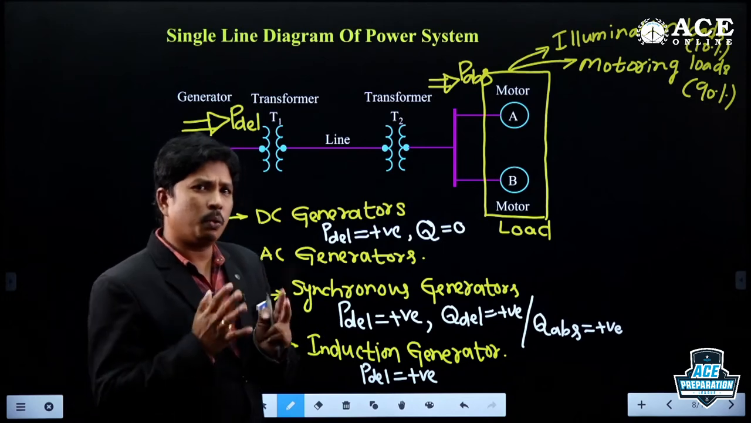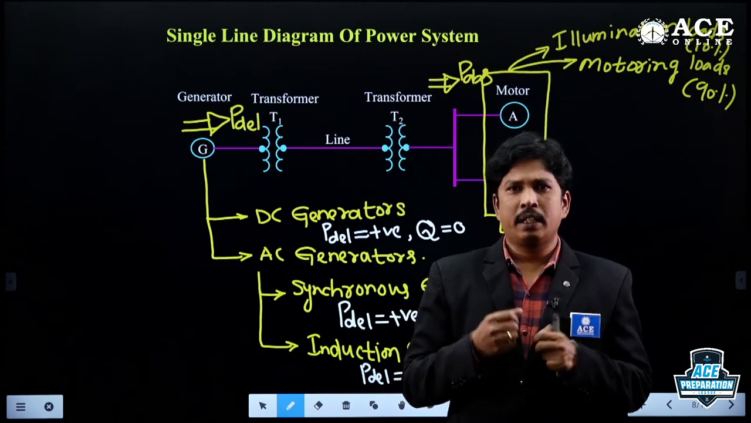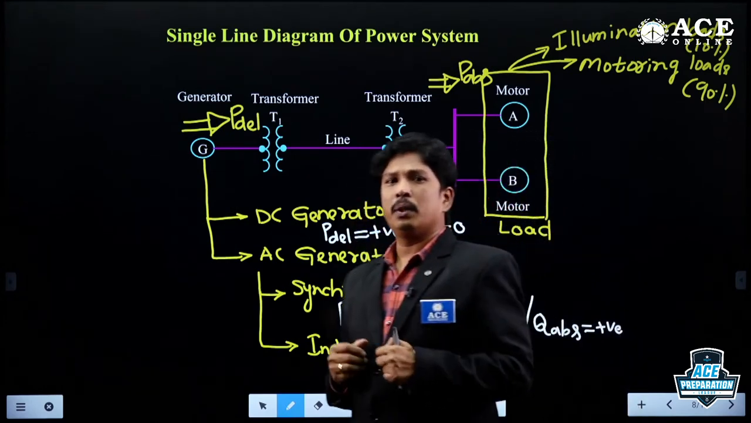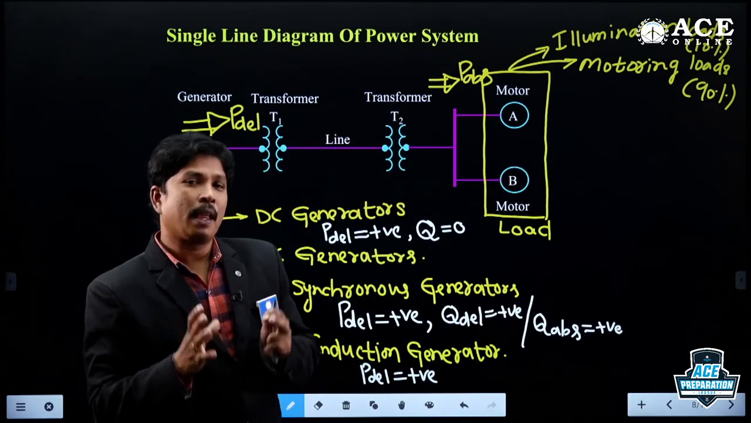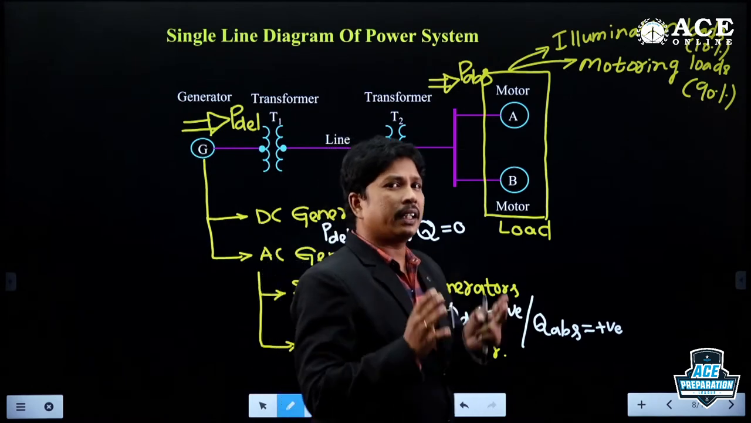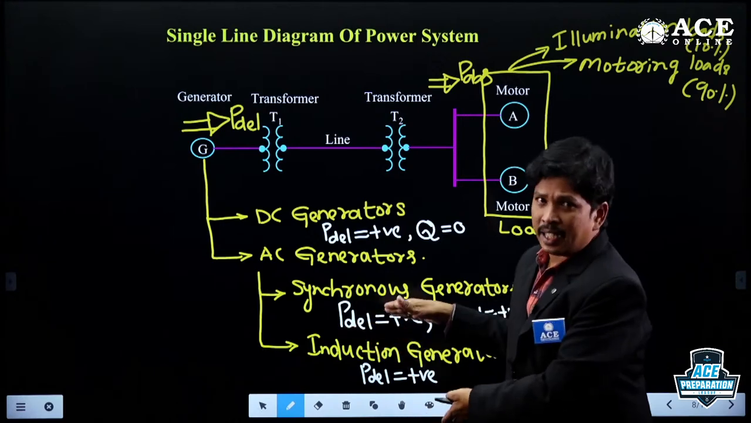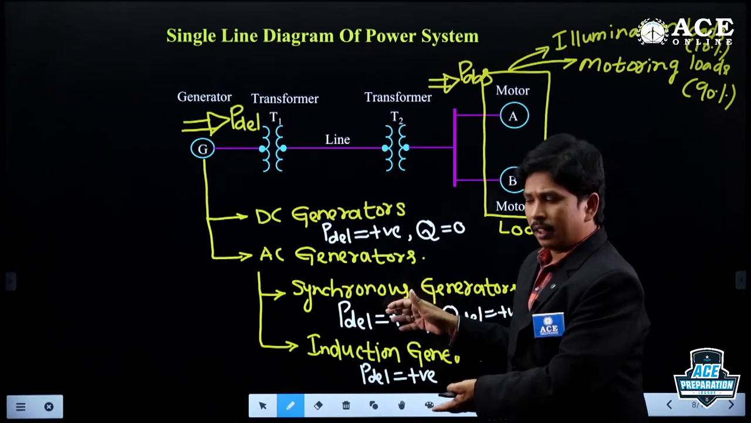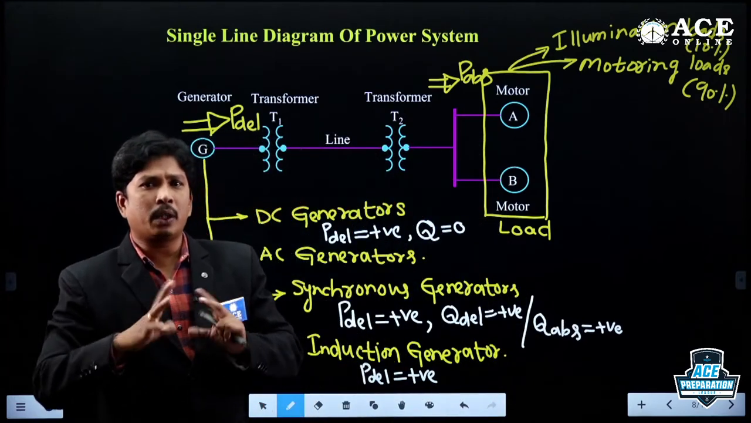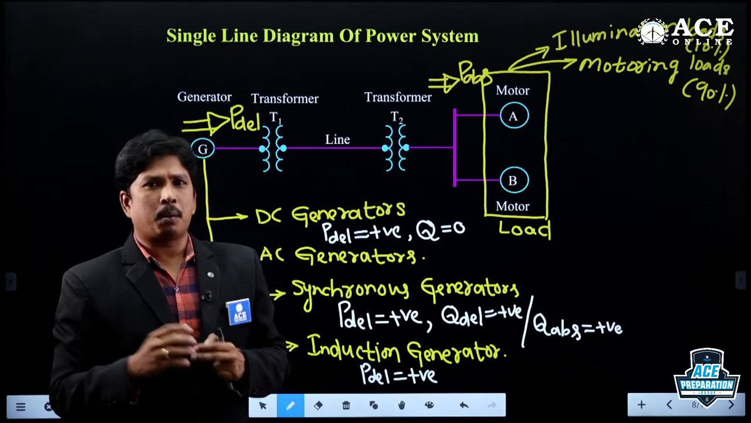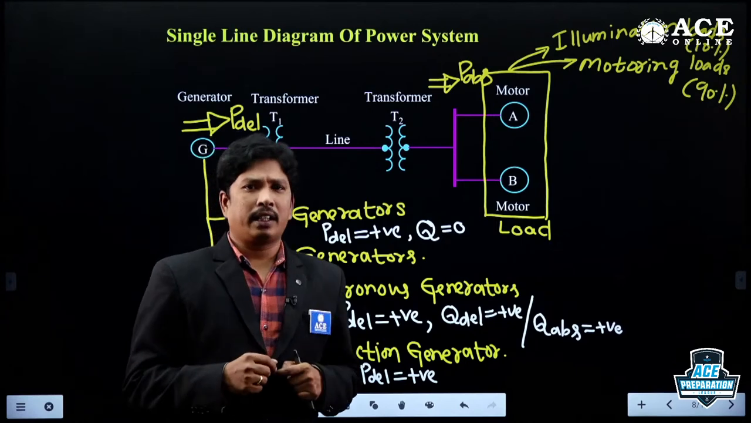So if you want to work with an induction generator, first of all, supply reactive power to the induction generator, then switch on. Then only it will give active power to the system. Are you getting the point? If you want to work with an induction generator, someone needs to supply reactive power to that one. The name, it's a generator. Even though it's a generator, it is unable to work without any reactive power. Someone needs to supply reactive power to that one. That is the major drawback of the induction generator.